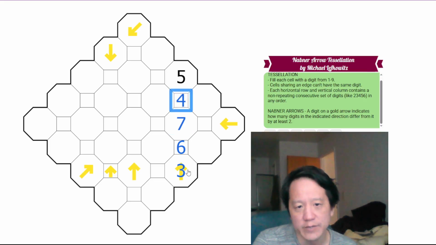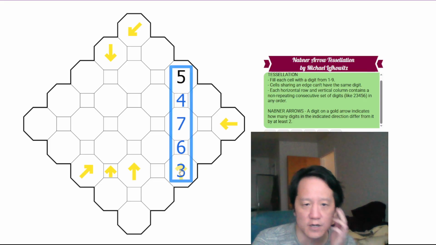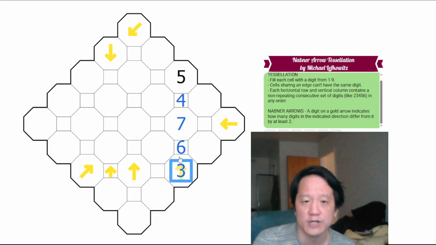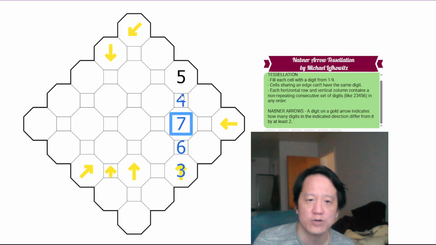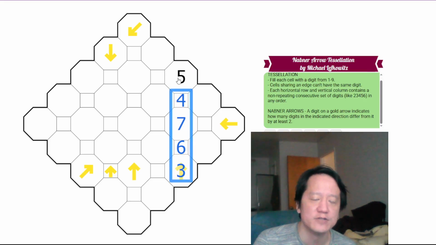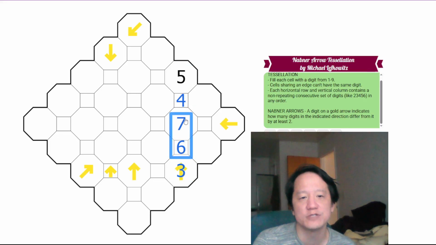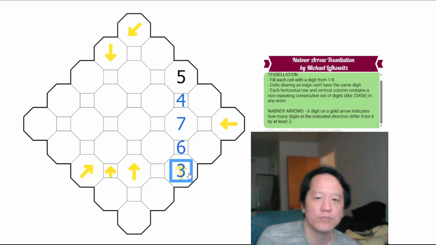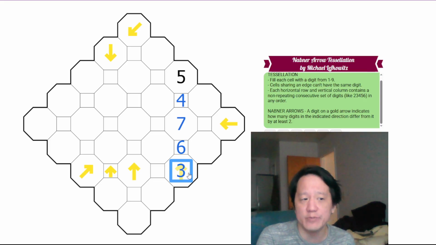This would work, right? Because in this direction, there are 3 digits which differ from it by at least 2. 3 and 6 have a difference of 3, 3 and 7 have a difference of 4, 3 and 5 have a difference of 2, but 3 and 4 do not have a difference of 2. So that would satisfy this Nabner arrow. And that's an example of how Nabner arrows work, and those are all the rules.